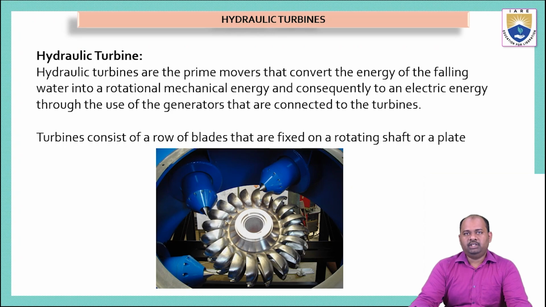Now, let us see what is the basic definition of a hydraulic turbine. Hydraulic turbines are the prime movers that convert the energy of the falling water into rotational mechanical energy and consequently into electric energy through the use of a generator.